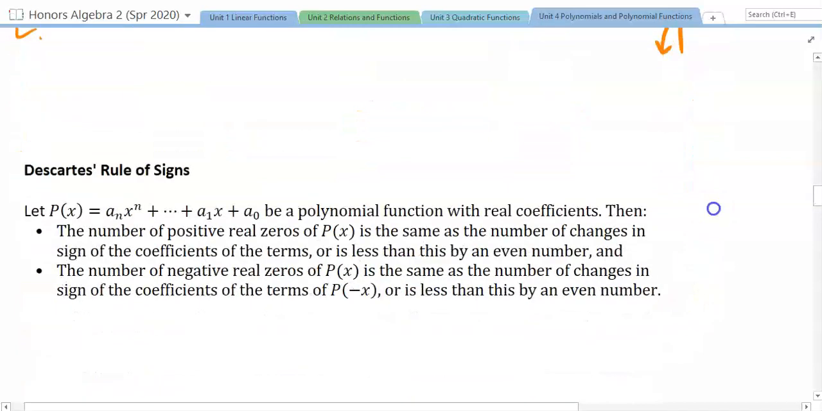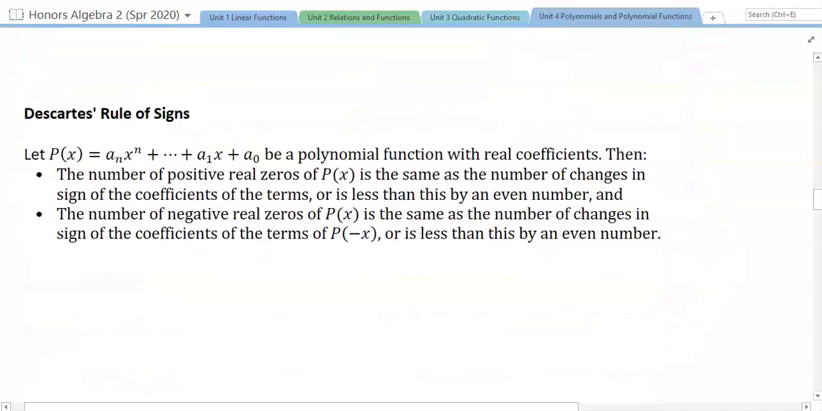So let's talk about Descartes' rule of signs. Now, this is a property that some people get confused, but it's not that hard once we look through a couple of examples. So all of this says is we have some polynomial of some degree, right? And it says it has to have real coefficients. So Descartes' rule of signs says that the number of positive real zeros of our polynomial will be the same number of changes in the sign of the coefficients of the terms, or less than that by an even number.